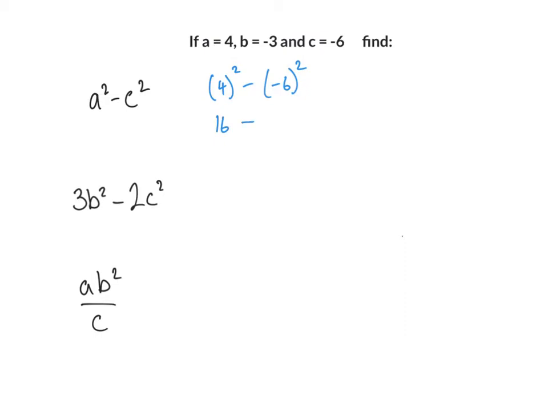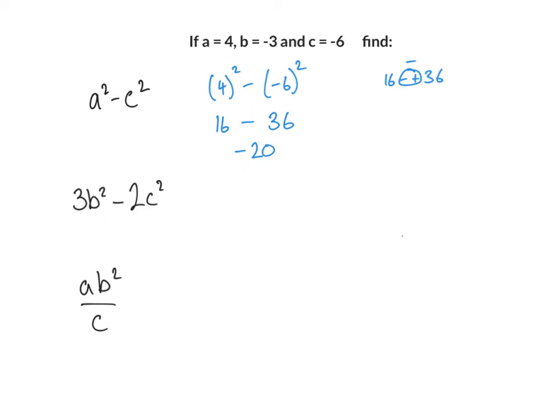Now here we need to be careful. When we square minus 6, minus 6 times minus 6 is positive 36. So in other words, we're taking away just 36 from that. If you want, you can think of it as 16 minus positive 36, and those two signs we change for one minus sign. And so 16 minus 36 is negative 20.